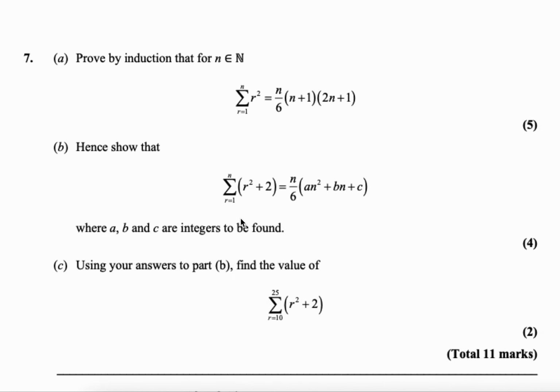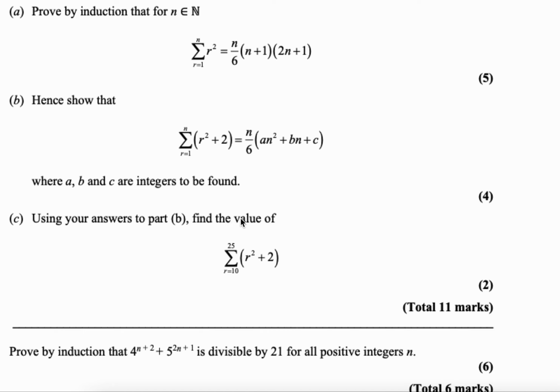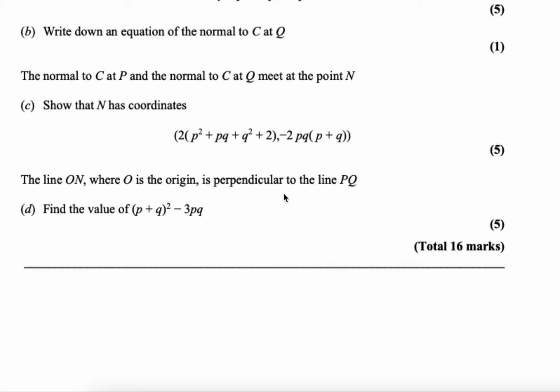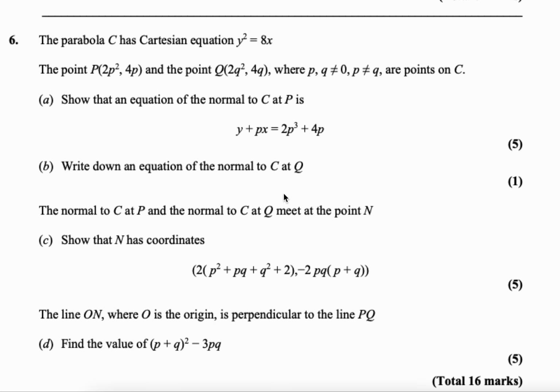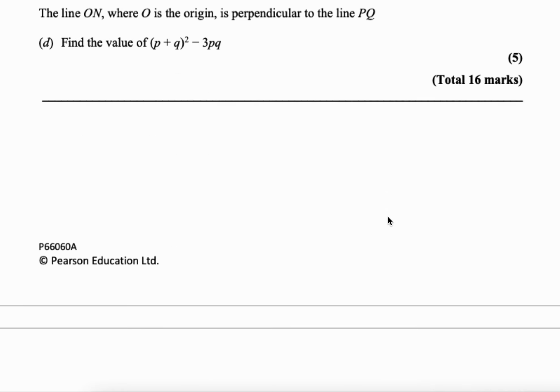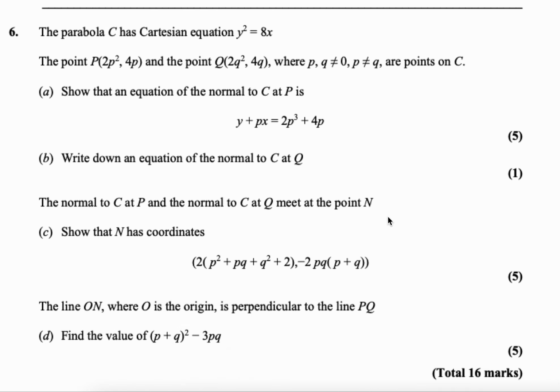I'm allergic to bad questions. Sorry, part B said to write down an equation for Q, but it was just the same for both of them. So wouldn't they be the same? No, they're two different points, so the normal equations would be different. They have different gradients. You're meant to write it in terms of P and Q. So you just change all the P's to Q's. Okay, that's fine.